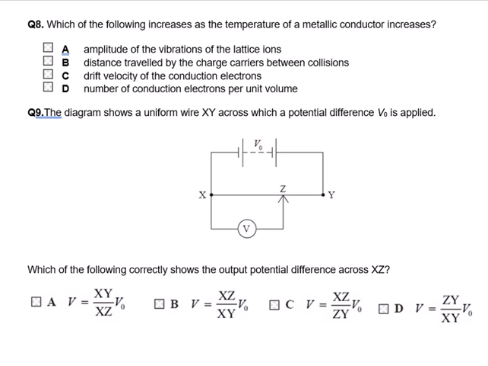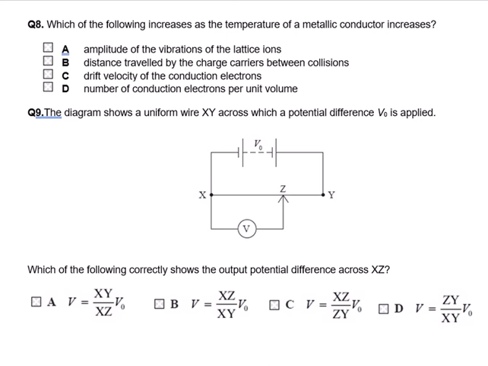So question 8 is directly related to what we just talked about. Which of the following increases when the temperature of a metallic conductor increases? The amplitude of the vibrations of the lattice ions, yes. The distance between collisions definitely gets smaller. The drift velocity decreases, and the number of conduction electrons per unit volume stays the same. So the answer for question 8 is A.